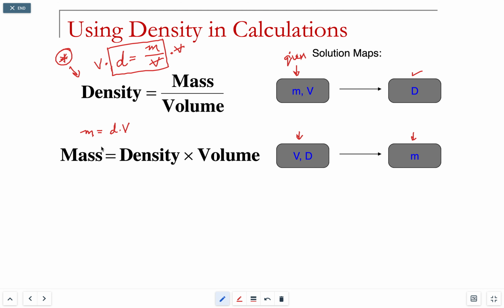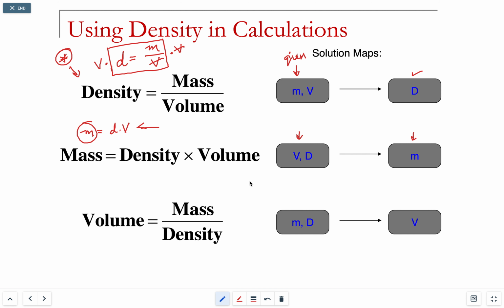We could do the same thing by starting with our definition. If I'm given volume and density, and I'm told to solve for mass, just rearrange this equation that I memorized. Generate a new equation. You don't have to memorize this one. You can get it from doing the algebra.